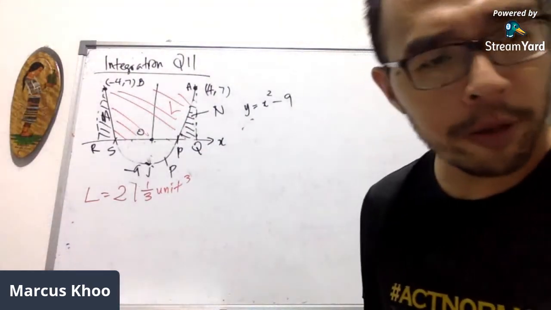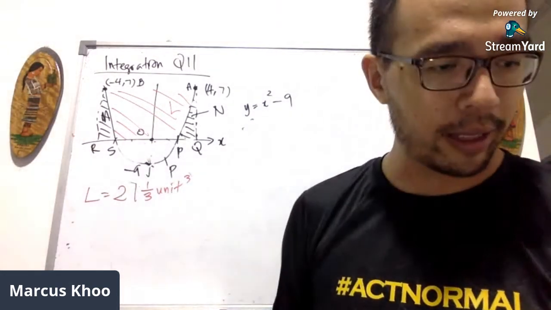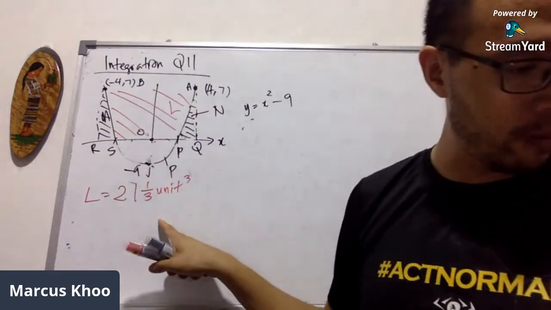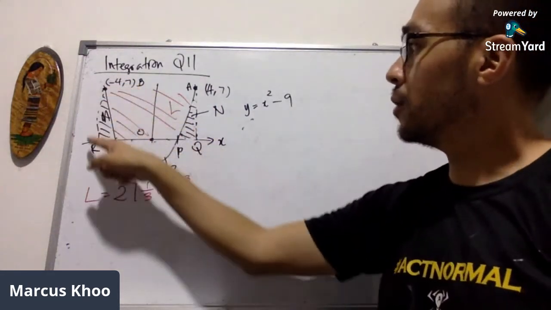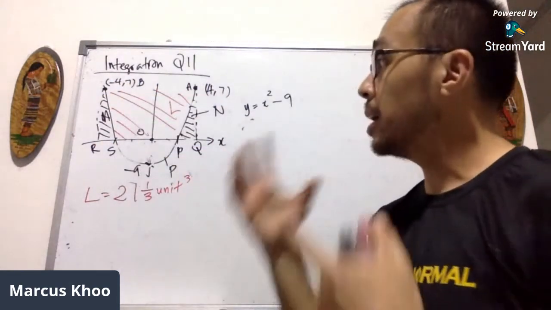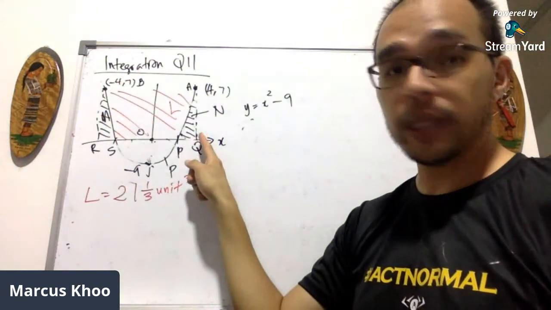Why would it be a problem? Because they've already given the entire thing. So would it be the rectangle minus 21 minus 1 over 3? Yeah. Okay, this whole rectangle, you just have to find the area of the rectangle minus L, then you get this two. Okay, that's how you get it.